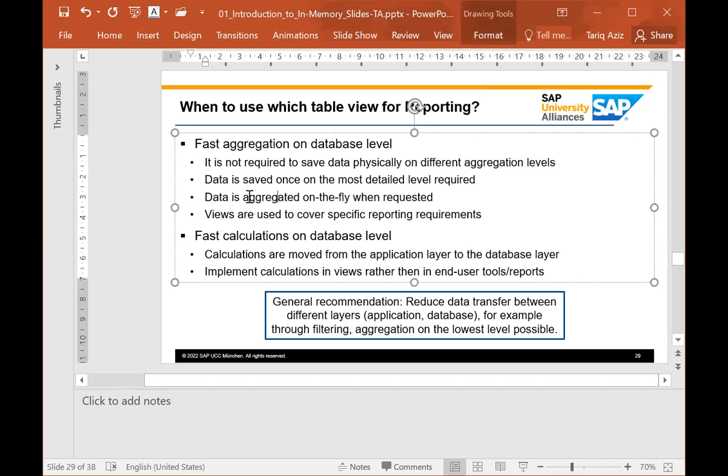We don't have the data aggregate. Data aggregates will be created on the fly; when you want it, it will do the aggregation. It's not required to save data physically. Before, with data aggregation, we had to do the aggregation and write the data into another table. No more data saving. The data is saved once on the most detailed level. So our data is available in HANA until the last detail level, and we don't have to worry about aggregation and all those things.